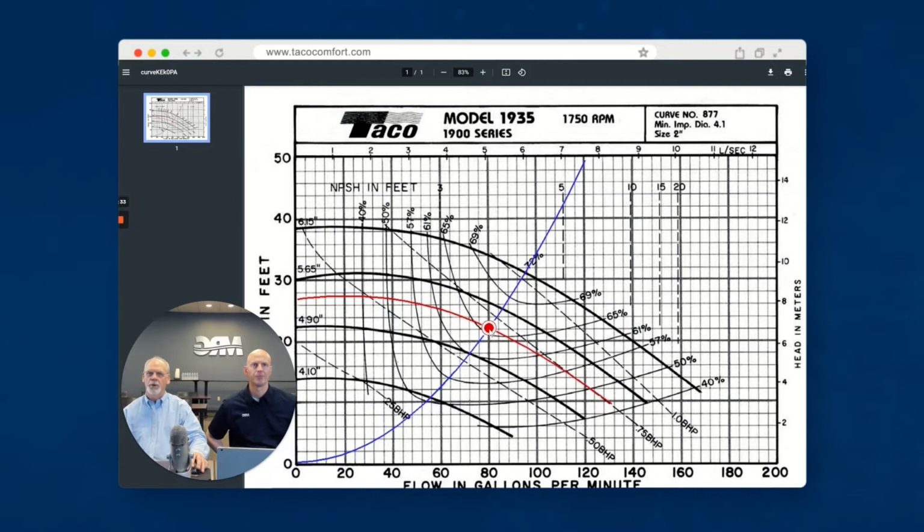So, Bill, where do you find the information, the flow and the feet of head, to be able to do a pump selection? On most of our plans, John, we're going to have a schedule, and it will give a design flow of what they want.